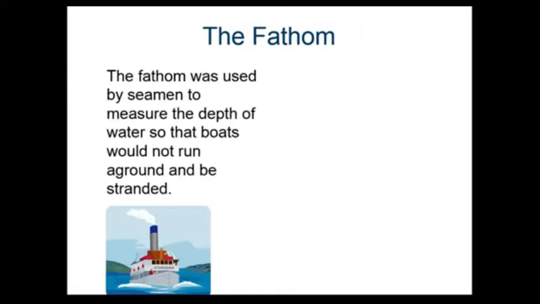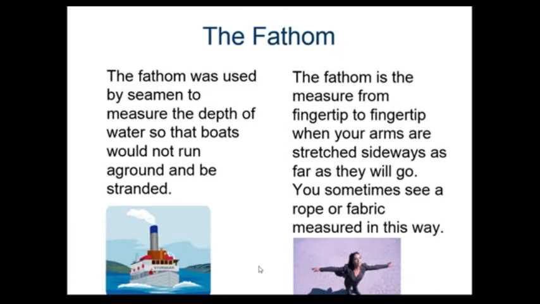The fathom. The fathom was used by seamen to measure the depth of water so that the boats would not run aground and be stranded. So going up and down the Mississippi River, 2 fathoms is about 12 feet deep, and they call it a Mark Twain. And so Samuel Clemens heard the riverboats going up and down the river, and the captains would be yelling out, "Mark Twain," and he ended up stealing that name as his name when he was writing Tom Sawyer and Huckleberry Finn. The fathom is the measure from your fingertip to your fingertip when your arms are stretched out sideways. So an arm span from fingertip to fingertip as far as your arms could go.